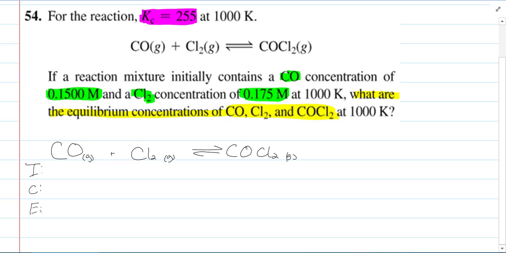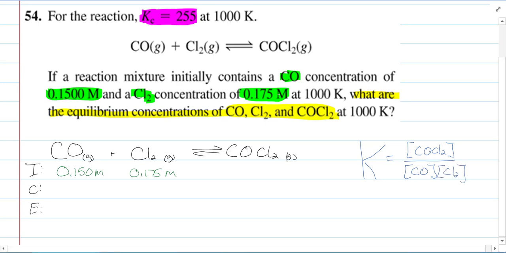So the ICE table, we have initially CO of 0.150 molar, Cl2 is 0.175 molar. Now my equilibrium constant expression, K, in this case it's Kc, but K is equal to the concentration of COCl2 divided by the concentration of CO and the concentration of Cl2.